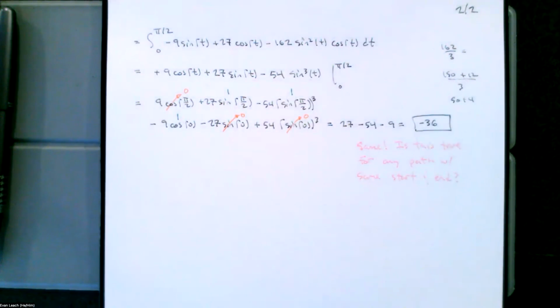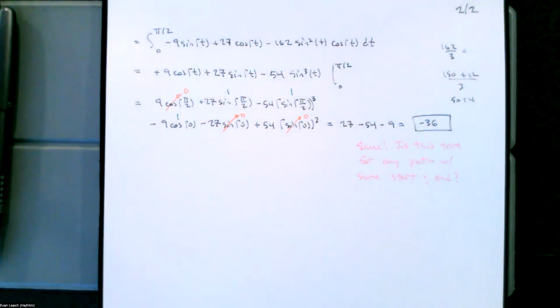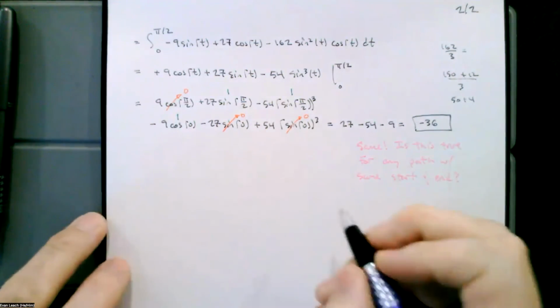So the first question is, is this going to be true for any path with the same starting points and ending points? That's one of the questions that we need to be thinking about. The other question is, you mentioned the vector field, Leach. Is this going to be true for any vector field?